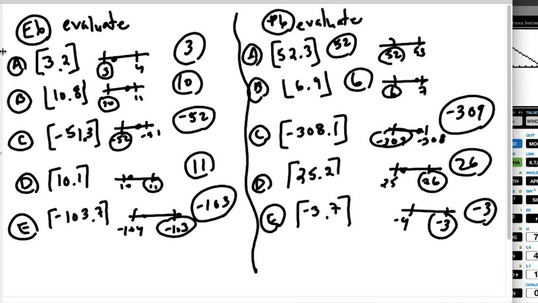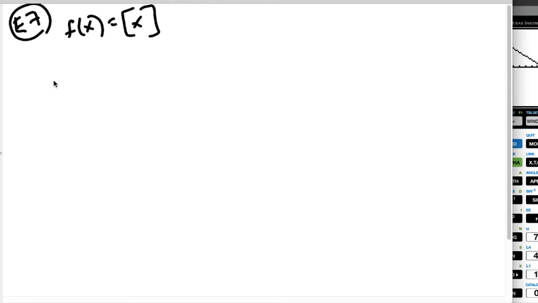So if we go on to the next page, what we're going to talk about is how these graphs look. The trick with this is that once you know how this graph looks, you don't have to spend a whole lot of time expecting that this graph is going to look a certain way. So in our example 7, we're going to graph f of x equals the greatest integer less than x, so the typical round down function.